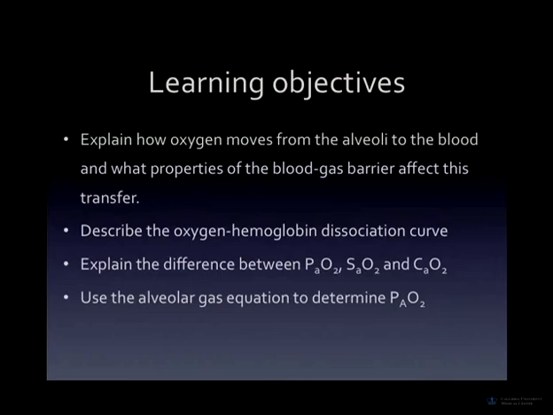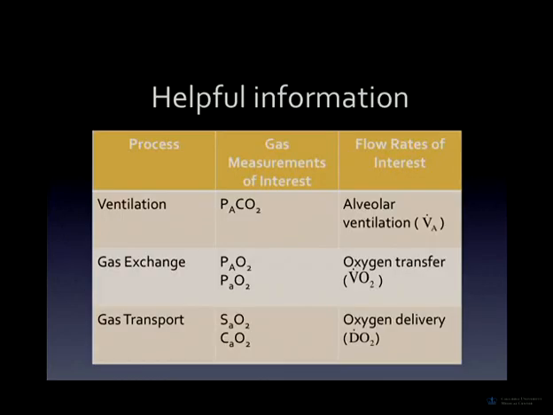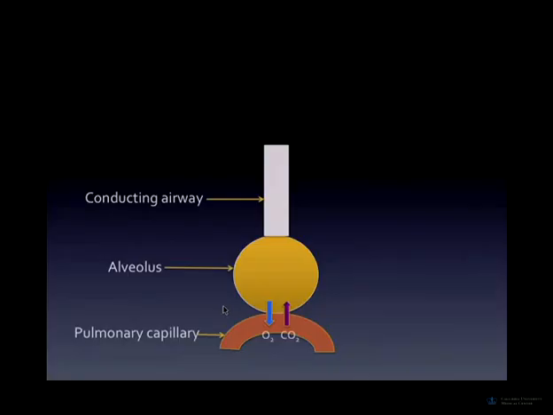Our learning objectives for today are to understand how oxygen moves from the alveoli to the blood and what properties of the blood-gas barrier affect the transfer. We're going to talk about the oxygen-hemoglobin dissociation curve. You should understand the difference between different oxygenation metrics, and a big focus of today at the end is going to be looking at the alveolar gas equation and using that to determine PAO2, or alveolar oxygen tension. Again, we have some reference slides here. We're going to be talking a lot more about gas exchange and gas transport today, and your abbreviations.